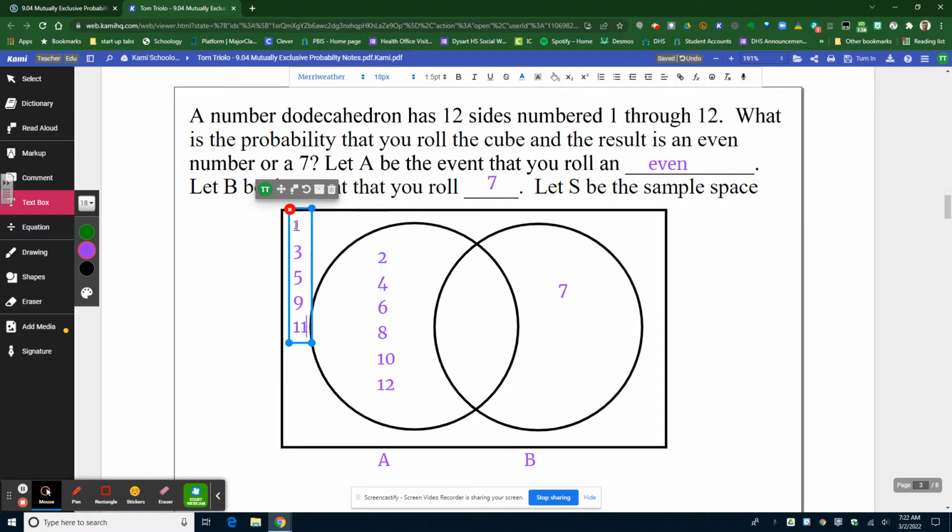Okay. So on the next page, you're going to calculate the probabilities of getting an even, getting a 7, getting an even or a 7. Okay? So go to the next page, see what you can do on your own.